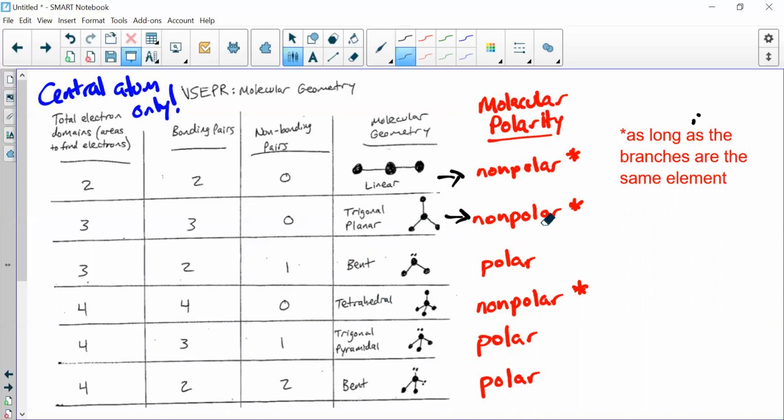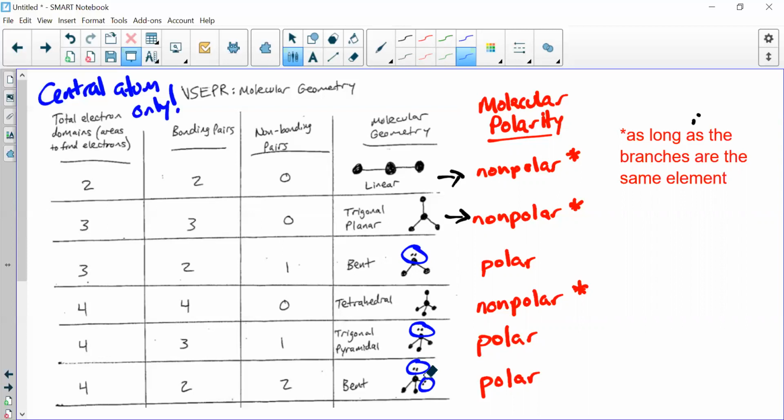And I'm curious if anyone can figure out what makes something polar or nonpolar. It's not random. What do you notice about the 3 that say polar that aren't on the ones that say nonpolar? The answer is these dots. See the lone pair? See the lone pair? See the 2 lone pairs?